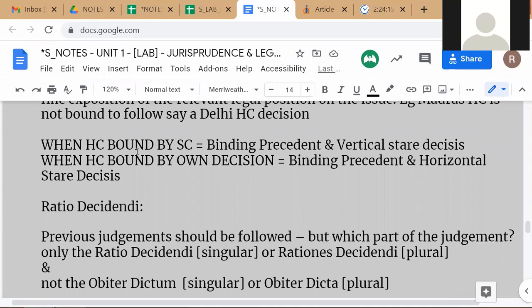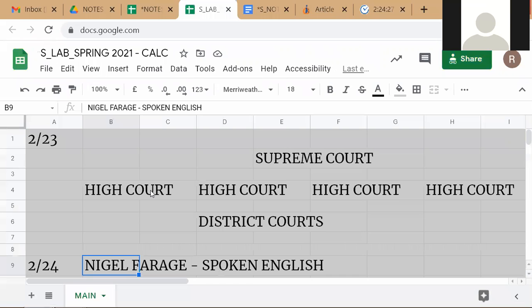Go ahead. So can we say that persuasive precedents happen at the same level of hierarchy? Yeah, you could say that. It happens at the same level of the hierarchy. Yes, you could say that. Not necessarily always true because, I'll tell you why.